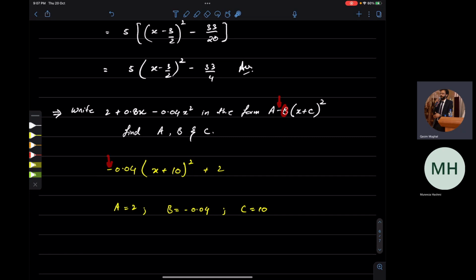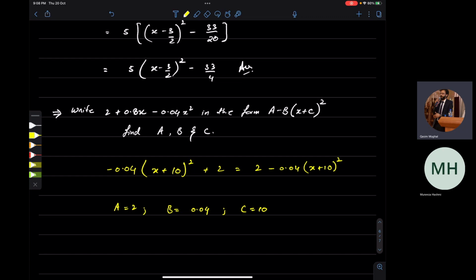So b is just without the minus sign. If you say b is negative 0.04, then it would have become positive here. For example, if the examiner would have used a positive sign here with the b, then you would have written that b is minus 0.04. Now you can rearrange your answer as per the examiner's arrangement. So that's going to be 2 minus 0.04 times x plus 10 whole squared. Got it? Yes, sir. Got it.